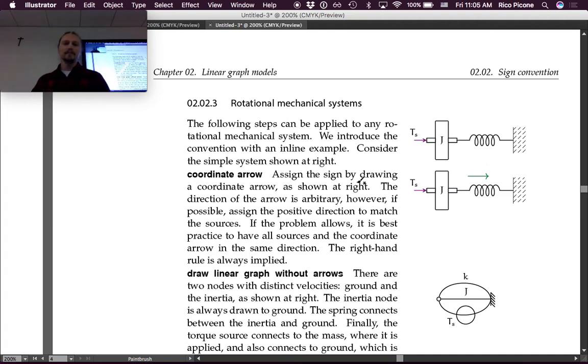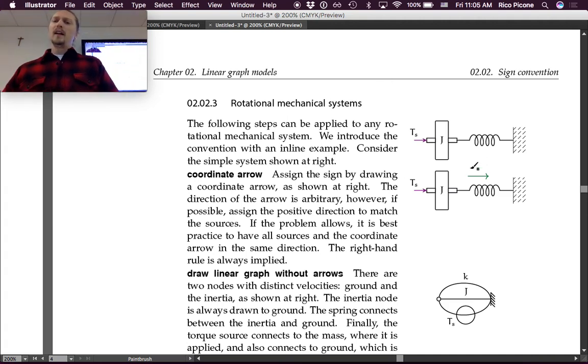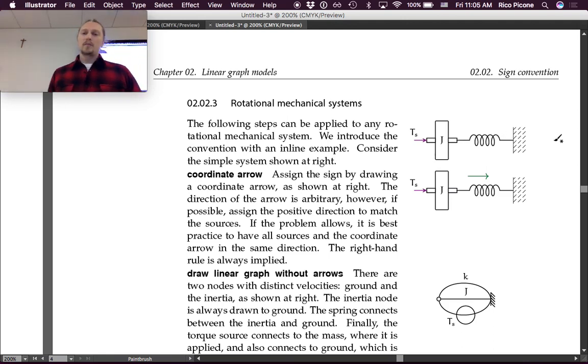Okay. So the system we're going to demonstrate this on as we introduce the convention is a flywheel or some rotational moment of inertia with a torque source applied to it, and that is connected to an inline spring element that connects to ground. Okay? So that is our simple little system that we're going to use to illustrate the sign convention.